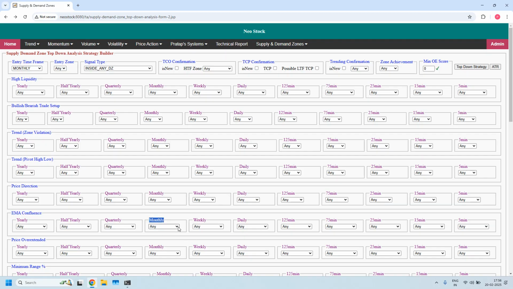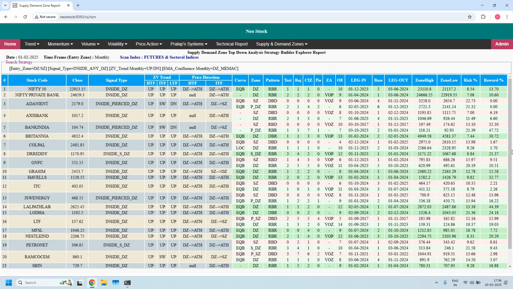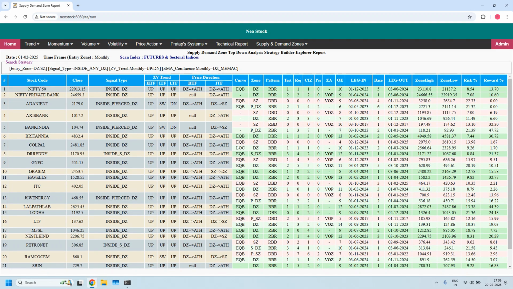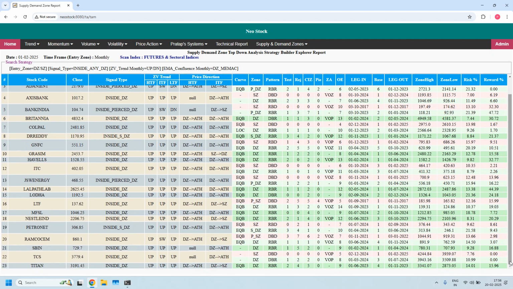EMA Confluence at monthly time frame, I am setting the filter monthly demand zone having monthly EMA Confluence, and the trend on the monthly time frame should not be sideways. So it can be up or down with these filters. Now the list has come down to 23 stocks. So first 21 stocks in the list. I am scrolling the list down. So total 23 stocks.